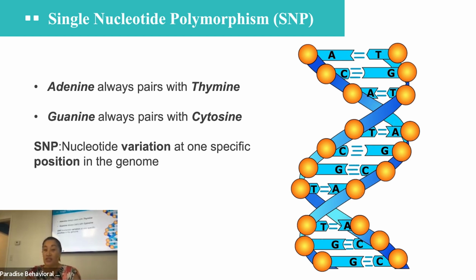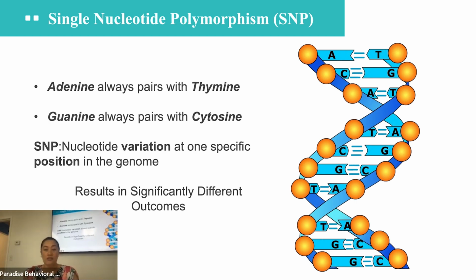It is a variation at one specific position in the genome. So these minor differences can give us significantly different outcomes. These differences can have dramatic effects on the protein encoded, and what we see in our phenotype can be variable.